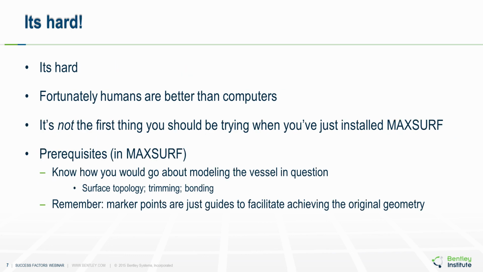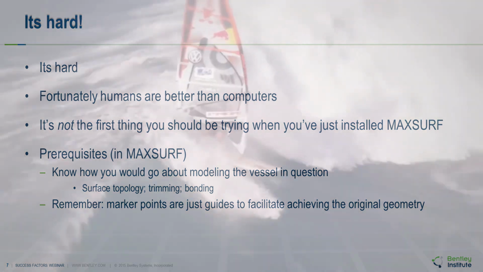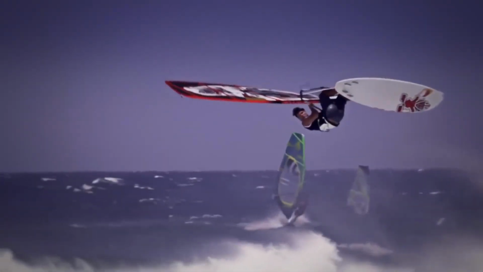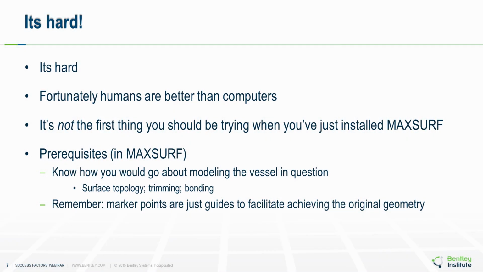Surface fitting to existing data is one of the harder aspects of using MAXSURF, or any NURBS modelling software for that matter. Unlike in chess, humans still retain an edge over computers in this domain. MAXSURF provides many useful tools and can speed up many aspects of this task, but there is no single methodology which can be applied to all scenarios.